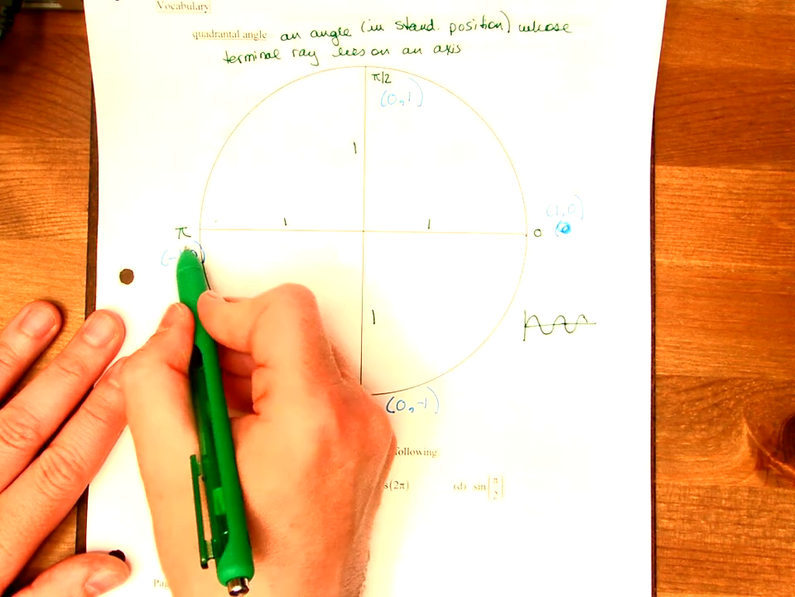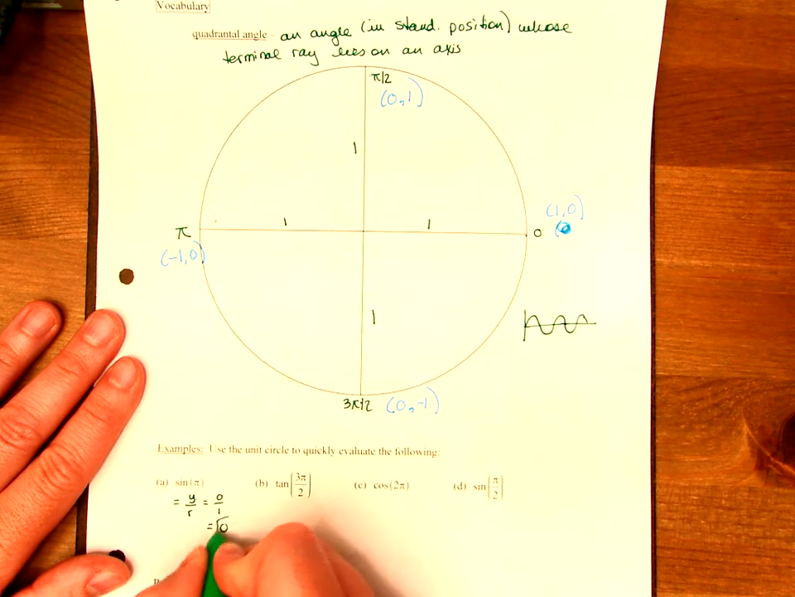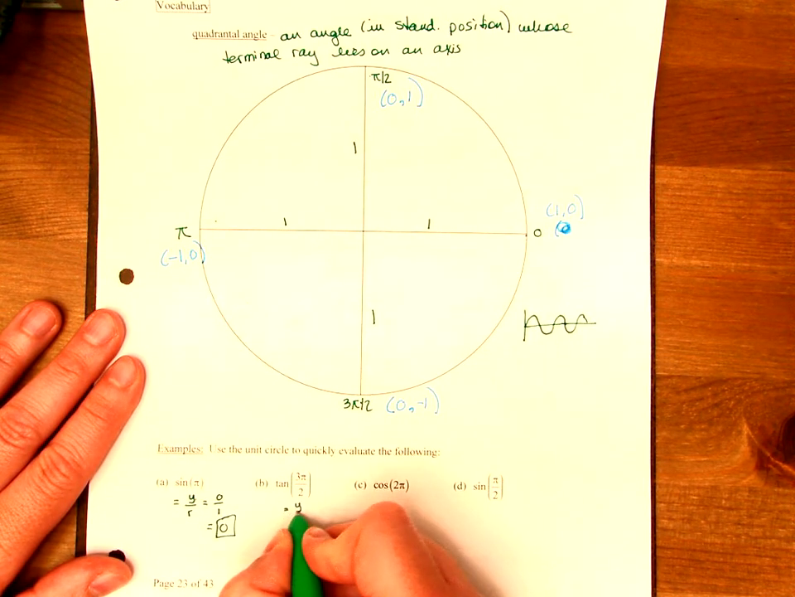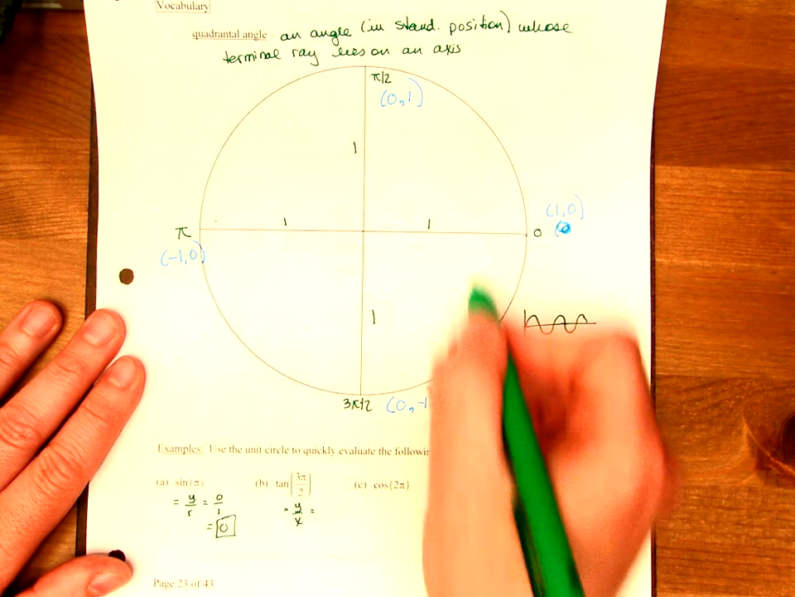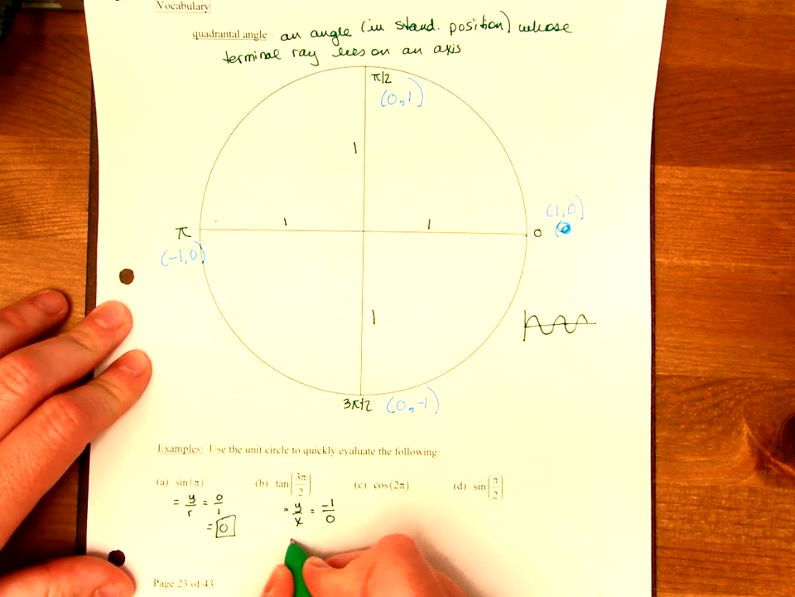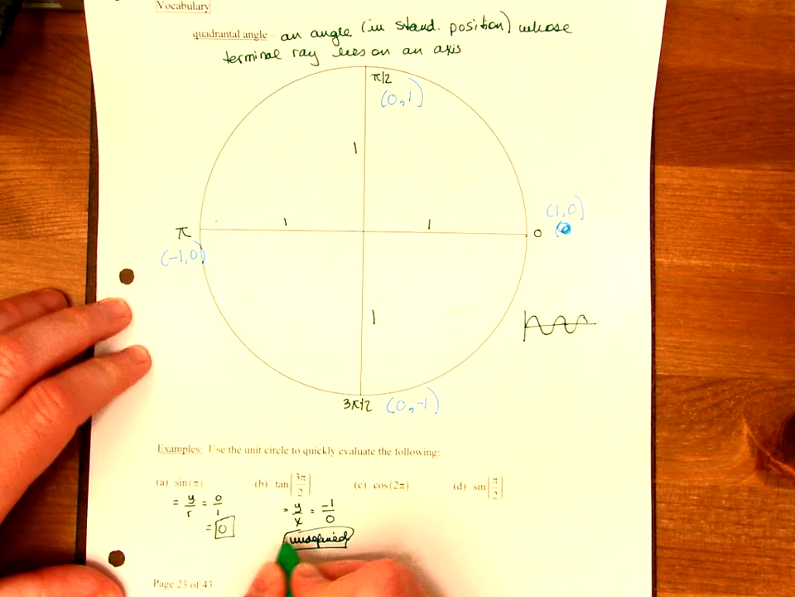If I want to find the sine of pi, it's my y over my r. When you're at pi, what's the y? 0. What's the radius? 1. 0 over 1? 0. Tangent of 3 pi over 2. That's my y over my x. At 3 pi over 2, I've got negative 1 over 0. You already saw one like that. That's undefined. See if you can quickly do those last two.